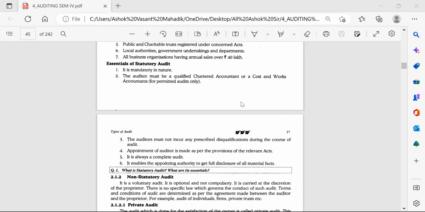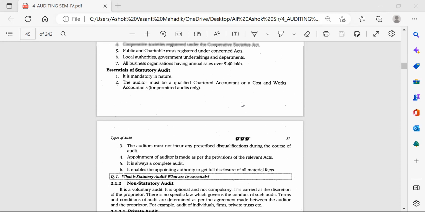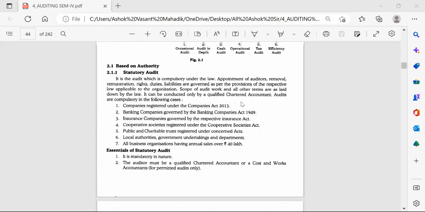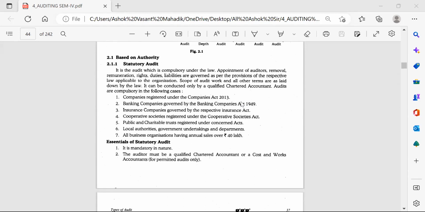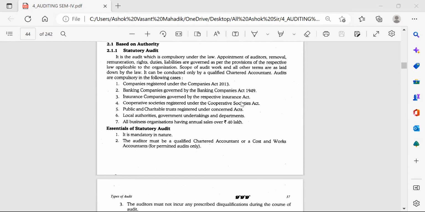The last point is that it enables the appointing authority to get full disclosure of all material facts. So the statutory audit is a compulsory audit. All the companies under different acts have to get their books of accounts audited. Clear? So this was the first under audits based on authority.